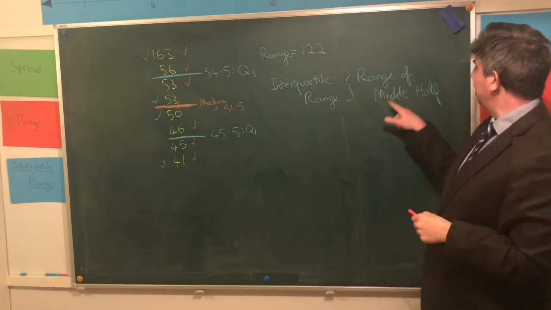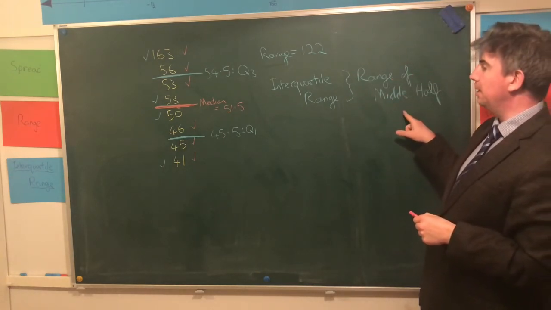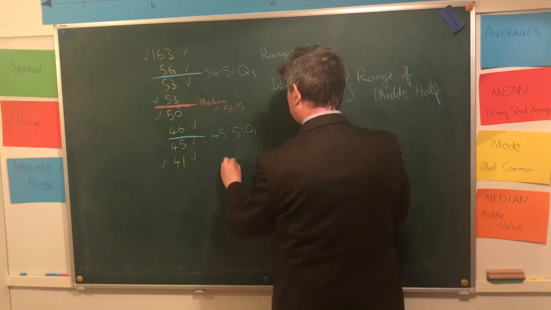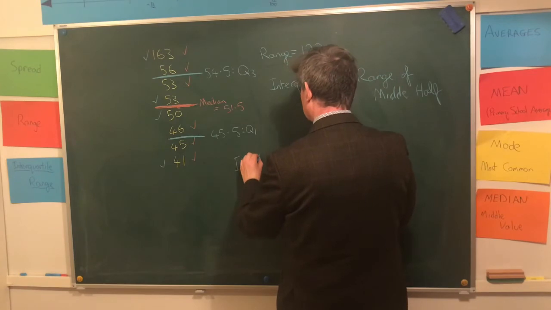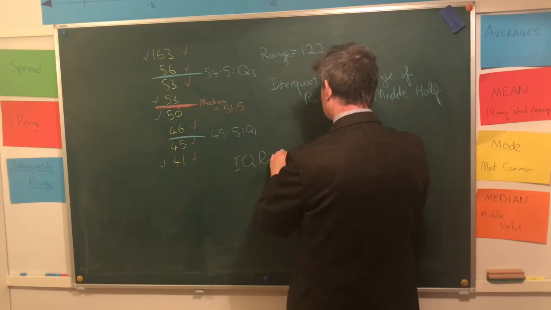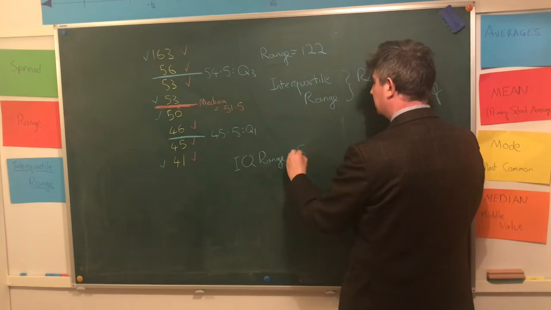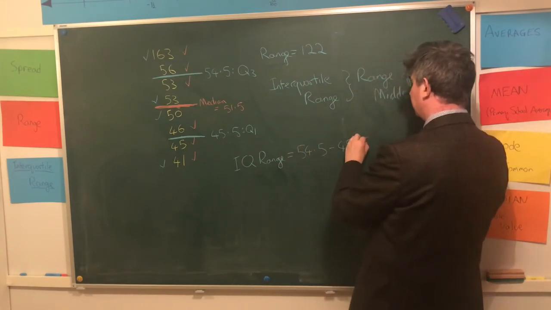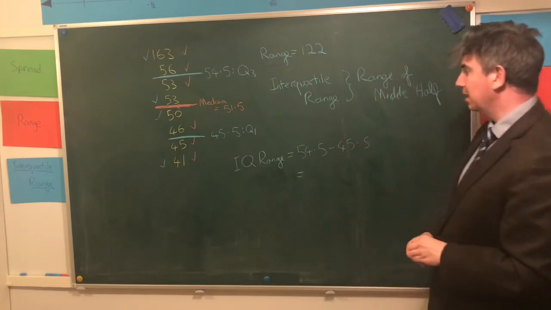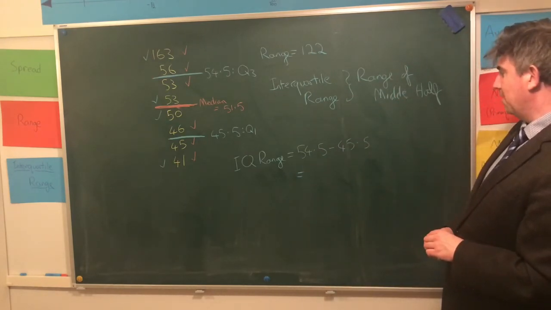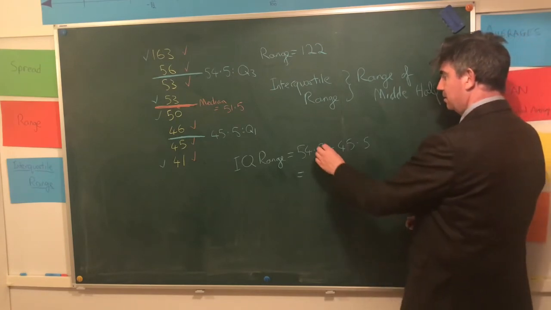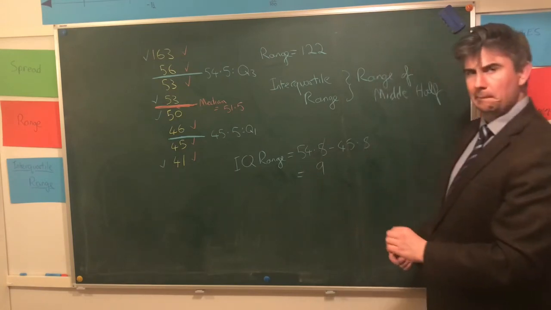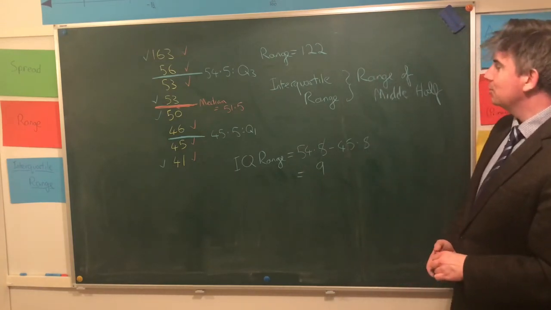And now the range of the middle half will simply be this one take away this one. So the IQ range, interquartile range, is equal to 54.5 minus 45.5, which is equal to something like 9, is it? 11? No, 9. 9. Okay, so the interquartile range, is it?